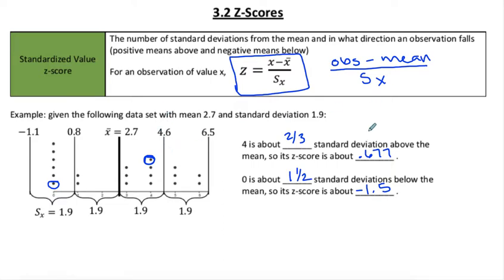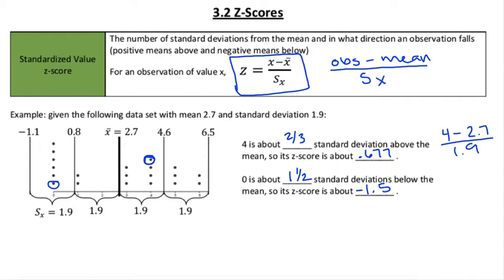We could actually calculate that by taking the 4 that's observed minus the mean that is known and dividing by the standard deviation, which is 1.9. So if I calculate this, I take 4 minus 2.7 and then divide by 1.9, and it gets 0.68. So eyeballing it, we were at about 0.67, and if we calculate it, we're at 0.68. So even eyeballing it, we're pretty close.